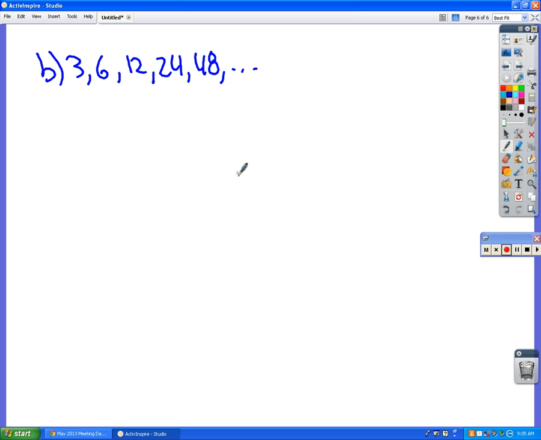What is the common ratio? 2. So we're multiplying by 2 each time, okay? So we can write this out recursively very easily. To get the next term in the sequence, what do I do to the term before it? Multiply by 2. So a sub n is going to equal 2 times a sub n minus 1. Okay?